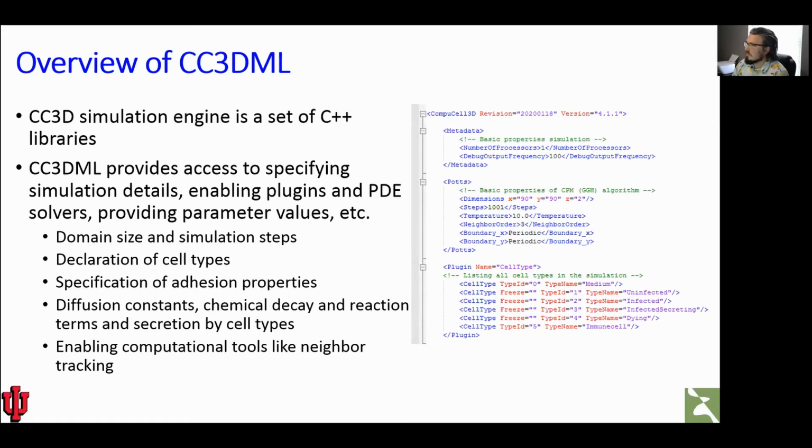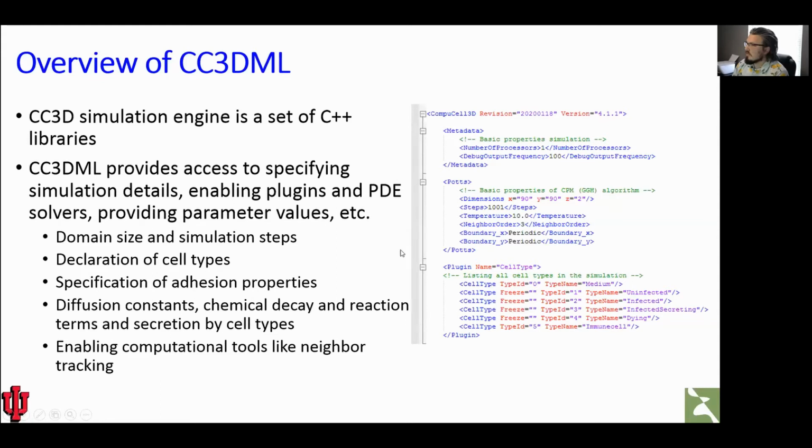Now, CC3D is backed by C++ libraries that do a lot of the real grunt work of the computational work in the simulation engine. And when doing model specification in CC3D ML, a lot of what's actually going on is passing information to the C++. So the actual simulation domain is managed in C++ and so on and so forth.